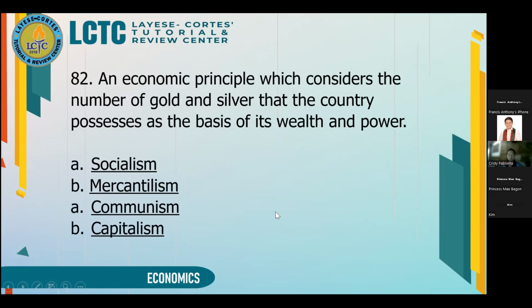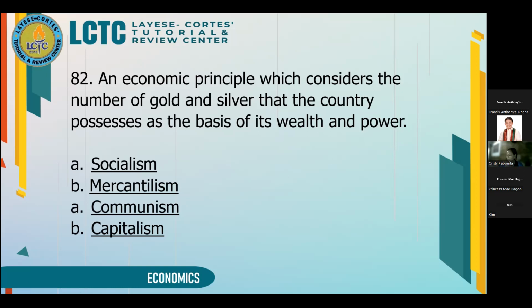Next, 82. An economic principle which considers the number of gold and silver that the country possesses as the basis of wealth and power. This was popular during the medieval age, before the Renaissance. Capitalism, ma'am.